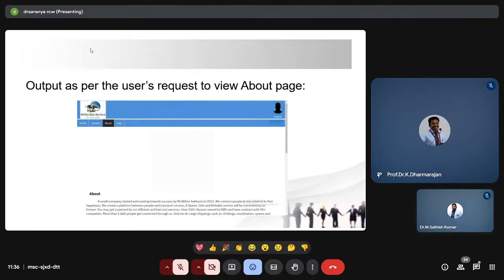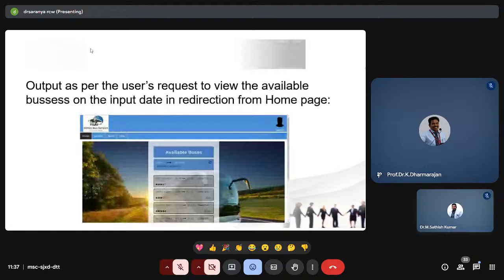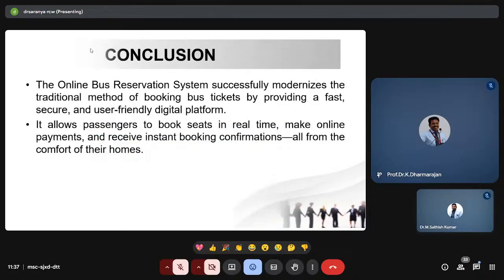Let's see some sample output. This output page is the contact page where the user can see our contact information for any queries. About page, this page shows our basic information. Help page, it has the toll-free number, support 24/7. Finally, let's see the output page that shows available buses as per the user input details. Here's the conclusion.